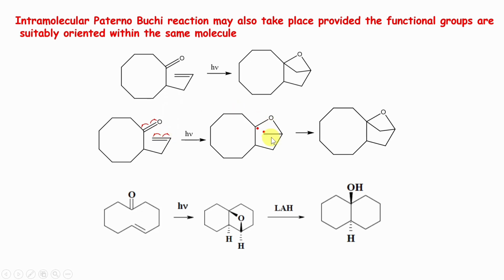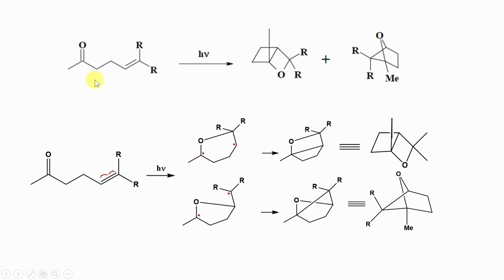You know the mechanism of this reaction. It is the diradical formed from this compound. Intramolecular Paterno-Buchi reaction takes place, forming this diradical, and ring closure takes place, forming the oxetane. Similarly, in these molecules also, intramolecular Paterno-Buchi reaction takes place, forming this product. It is the oxetane. This oxetane on reduction with lithium aluminum hydride forms this alcohol. Right? Another example of intramolecular Paterno-Buchi reaction is this reaction.